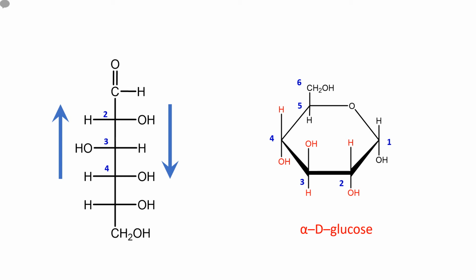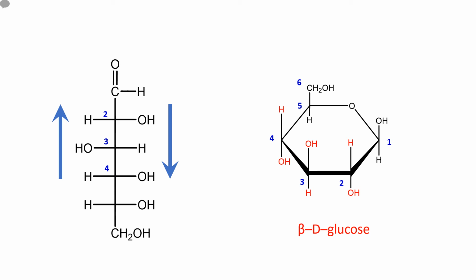Carbon 6 is always going to stick out of the ring. This is an achiral carbon. It doesn't participate in the ring formation. It always sticks up out of the ring for these D sugars. And so here, shown on the right, you have the structure of alpha D glucose. But what if you were wanting to draw the structure of beta D glucose?